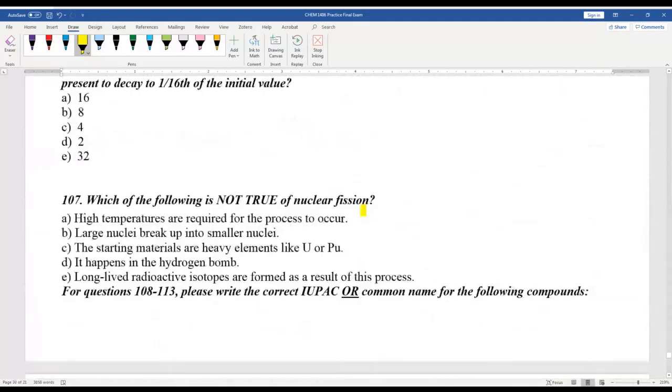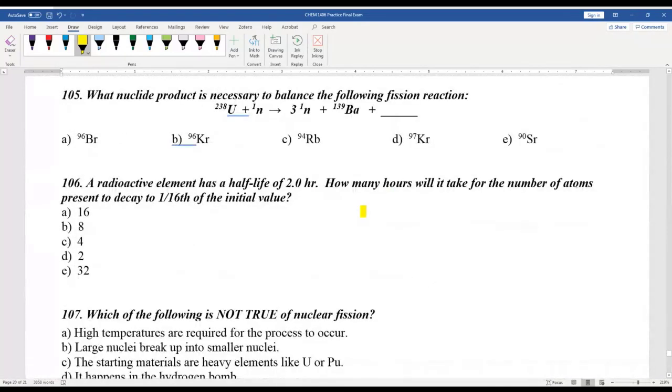Okay, number 106. It says, a radioactive element has a half-life of 2 hours. How many hours will it take for the number of atoms to decay to 1/16 of the initial value? Okay, so here's what you have to recognize about half-life. Half-life is the time it takes for half of a substance to decay. So I can cycle this through a series of half-lives.